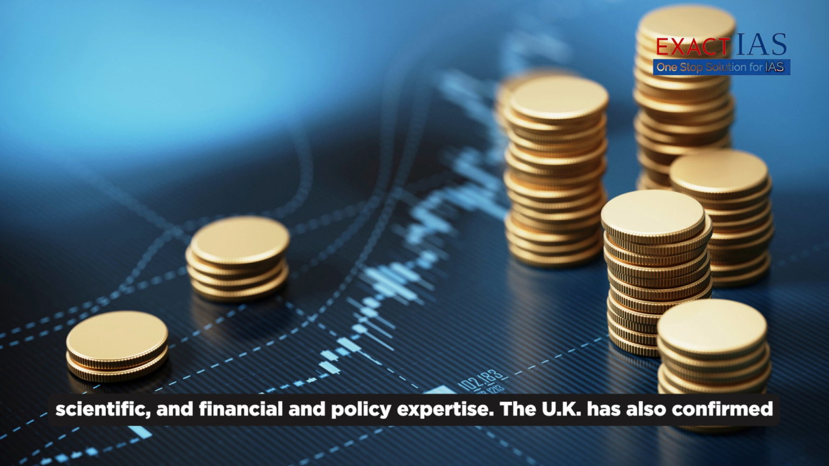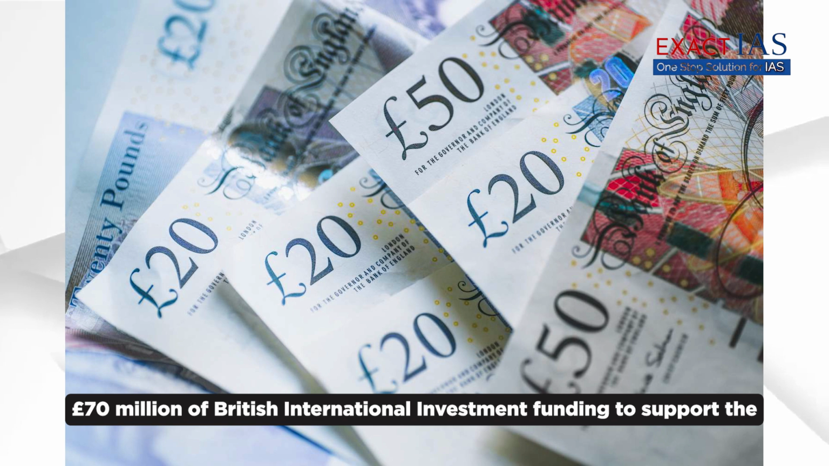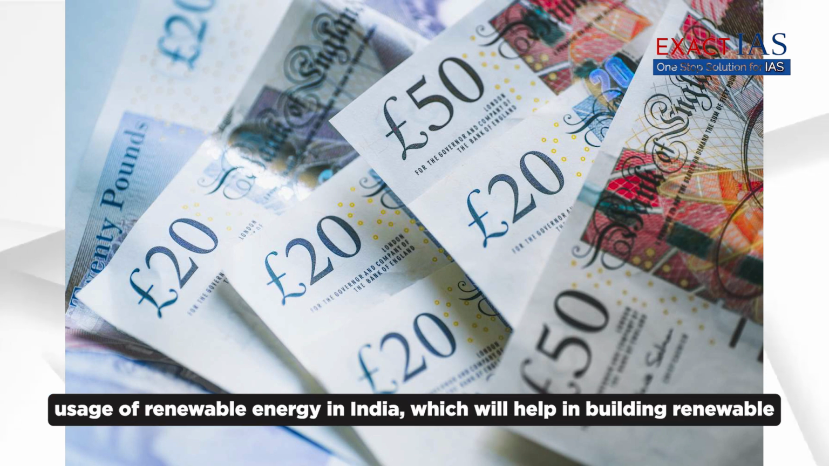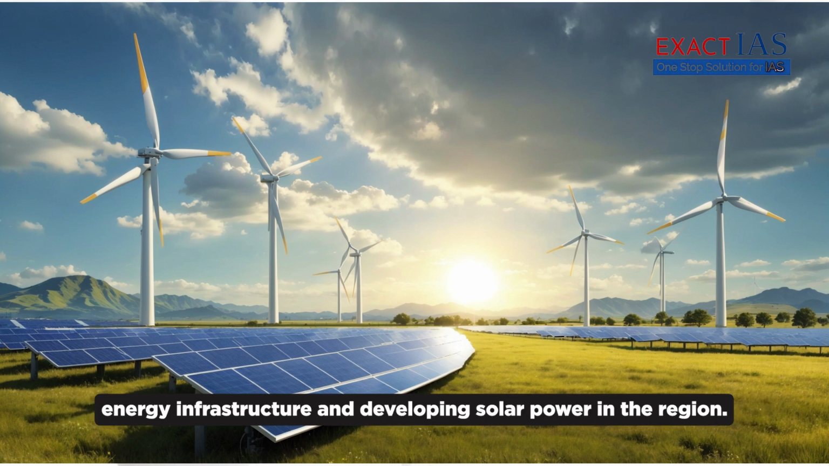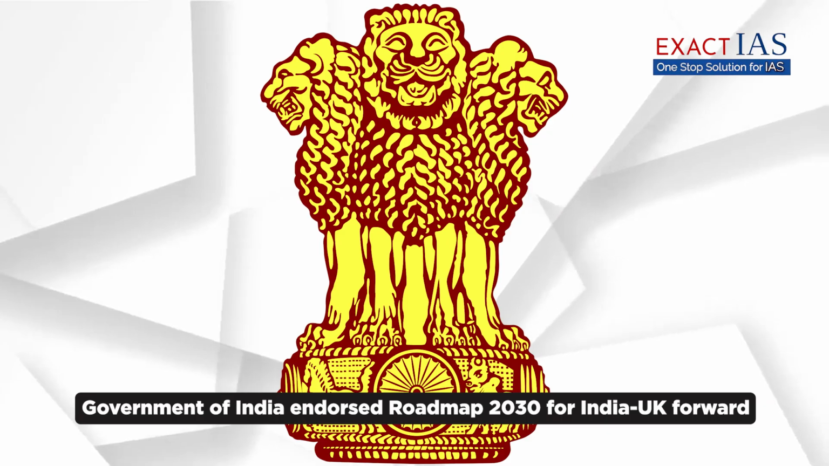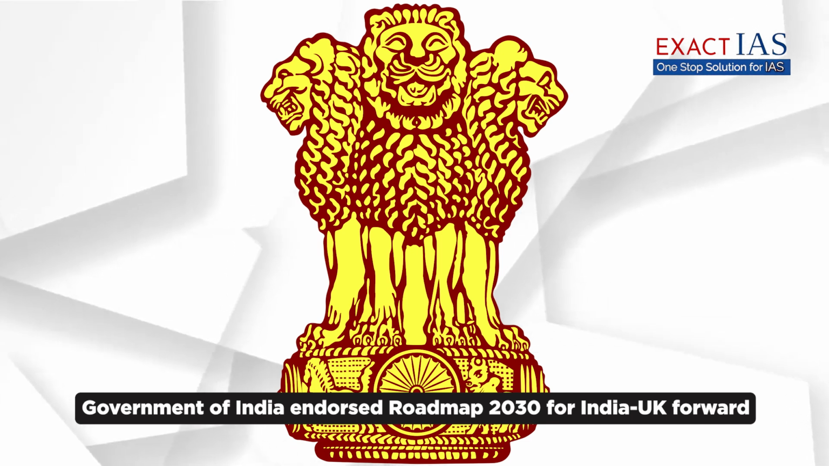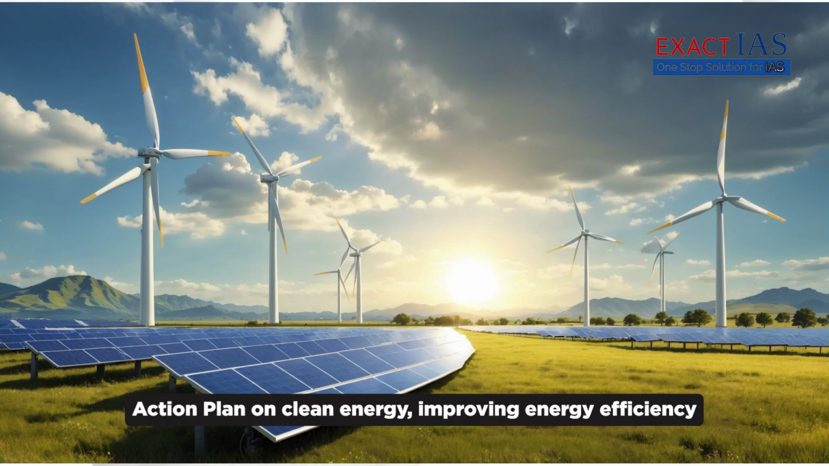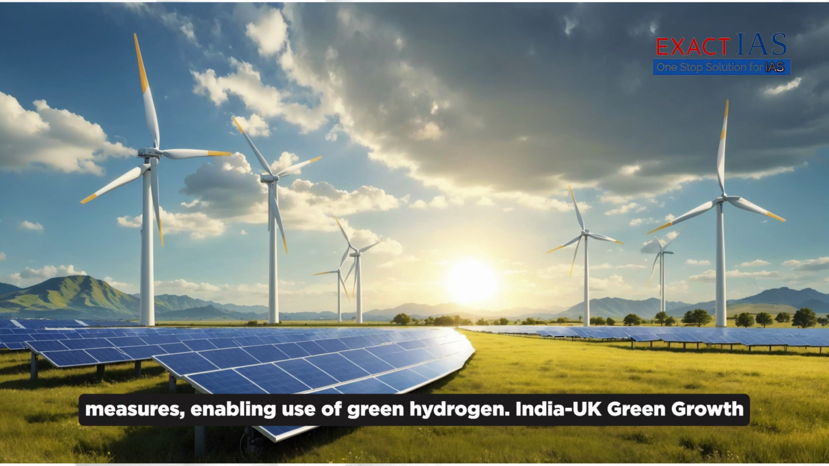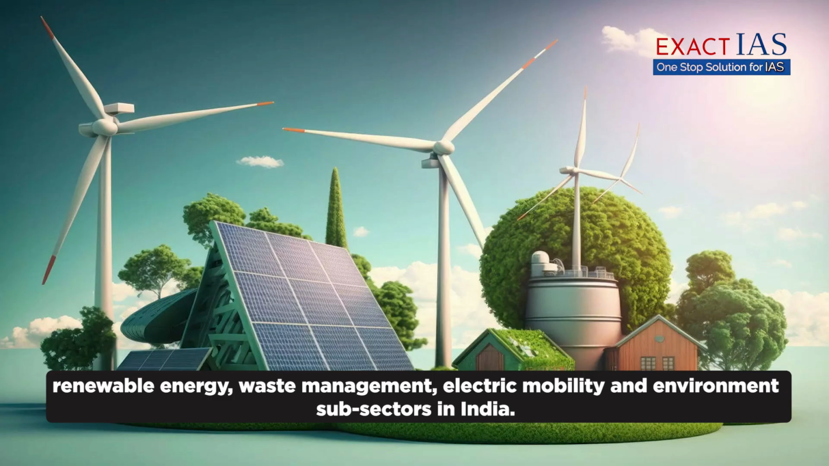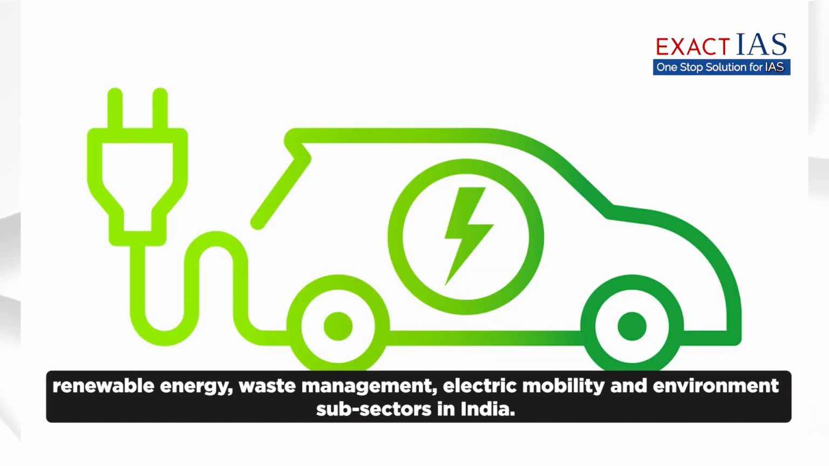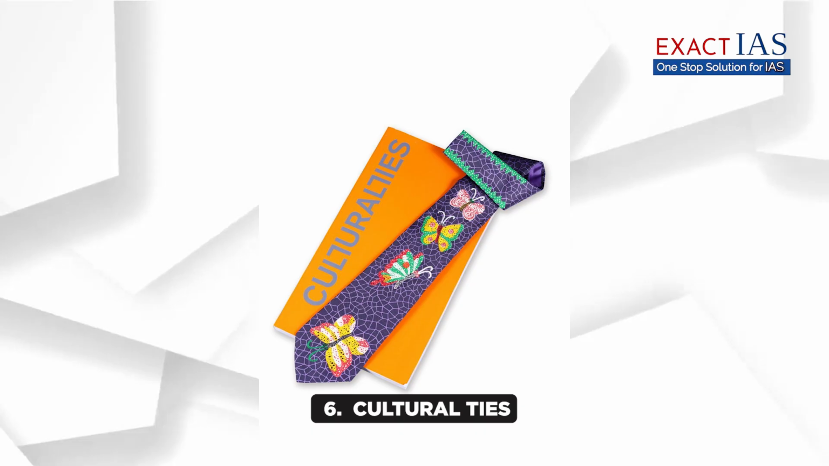The United Kingdom has also confirmed £70 million of British International Investment funding to support the usage of renewable energy in India, which will help in building renewable energy infrastructure and developing solar power in the region. The Government of India endorsed Roadmap 2030 for the India-UK Forward Action Plan on Clean Energy, which will help in improving energy efficiency measures, enabling use of green hydrogen, etc. The India-UK Green Growth Equity Fund is currently mobilizing institutional investments in the renewable energy, waste management, electric mobility, and environment subsectors in India.